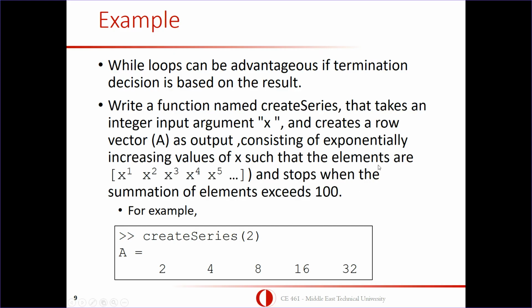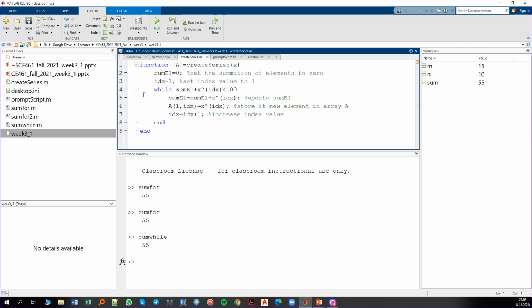Again, while loops have advantages when the termination decision is based on the results. For this one, I will be talking about a function named createSeries, which simply takes an input argument x and creates a row vector as output. This vector consists of exponentially increasing values of x, such that the elements are x to the 1, x to the 2, x to the 3, and it stops when the summation of the elements exceeds 100. Let's take a look at this createSeries example.